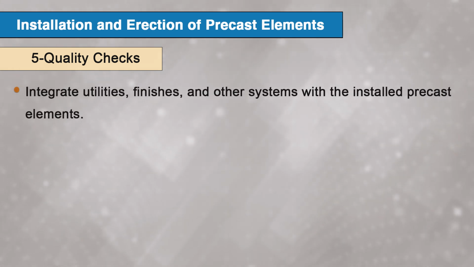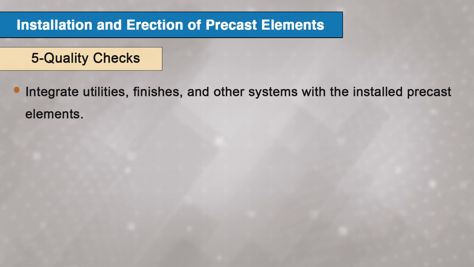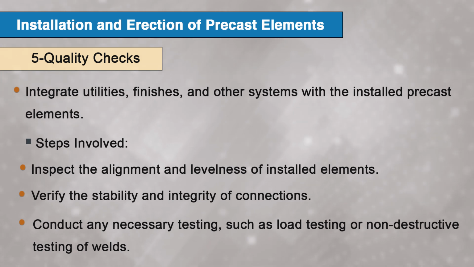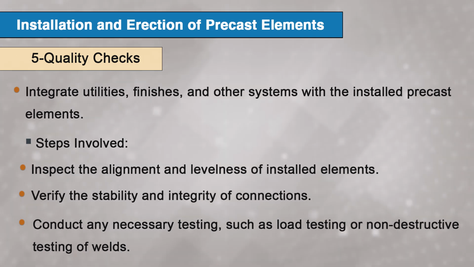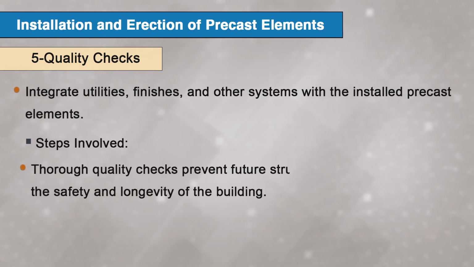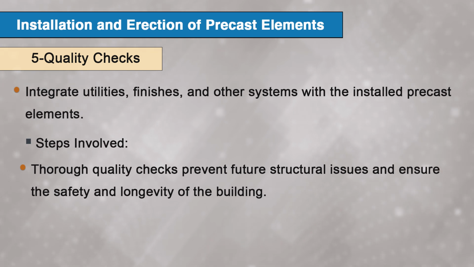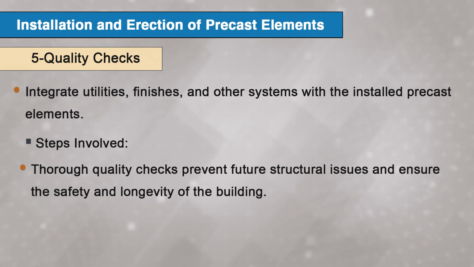Moving on to the last topic, that is quality checks. The objective is to perform quality checks to ensure that all the precast elements are installed correctly and meet the required standards. The steps involved are to inspect the alignment and levelness of installed elements, verify the stability and integrity of the connections, and conduct any necessary testing such as load testing or non-destructive testing of welds. Thorough quality checks prevent future structural issues and ensure the safety and longevity of the building. For example, after installing precast floor slabs, check for proper alignment and levelness to ensure the even distribution of loads.